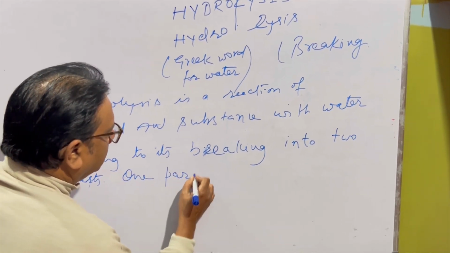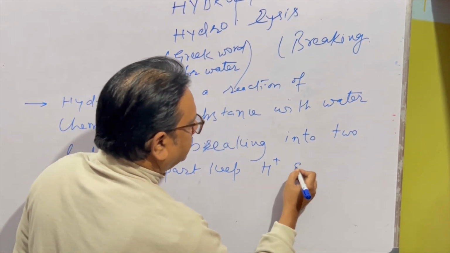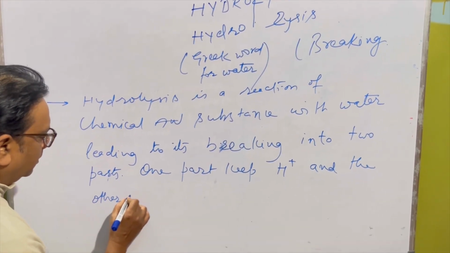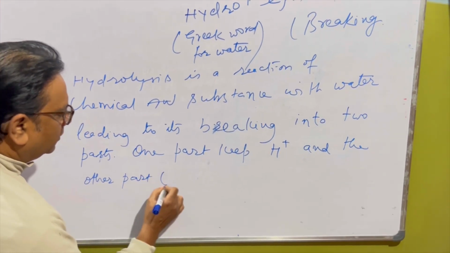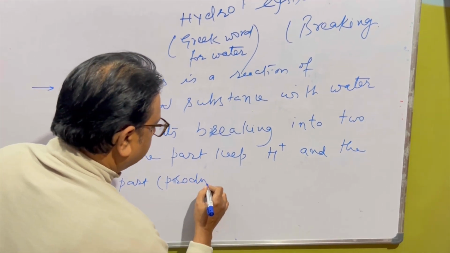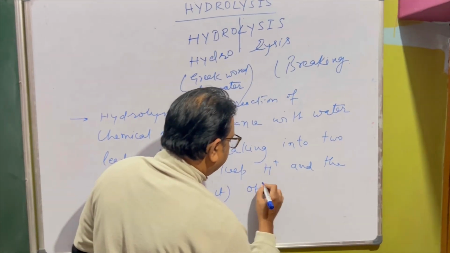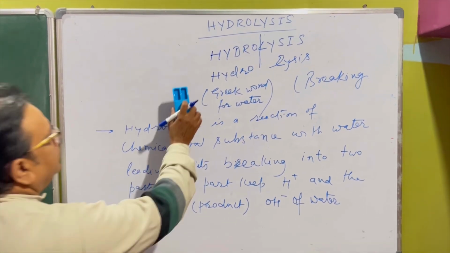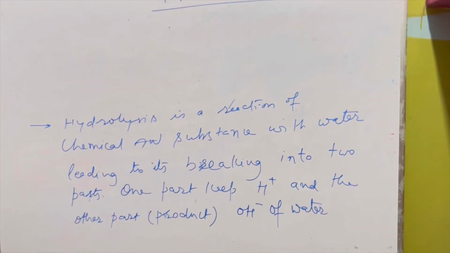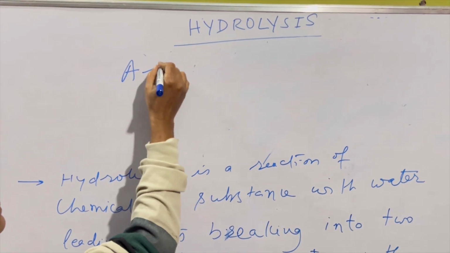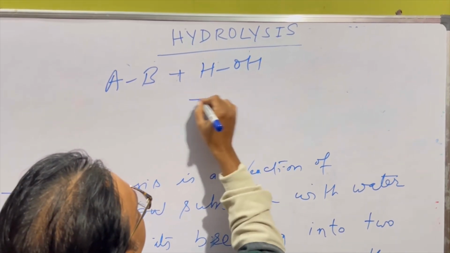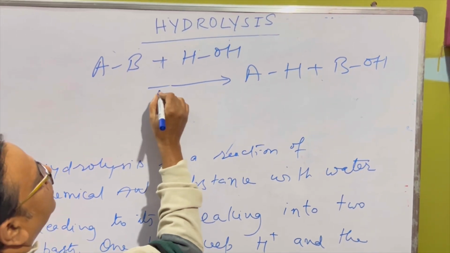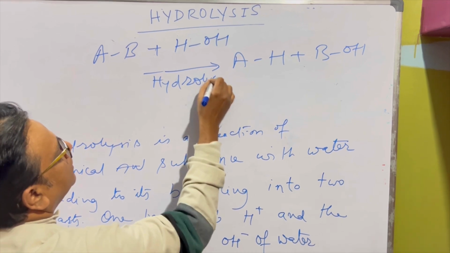One part keeps H plus, and the other part, or you say product, gets OH minus of water. This is quite simple, you must know it, but just for the sake of representation, if you have AH plus BOH, this process you call hydrolysis.